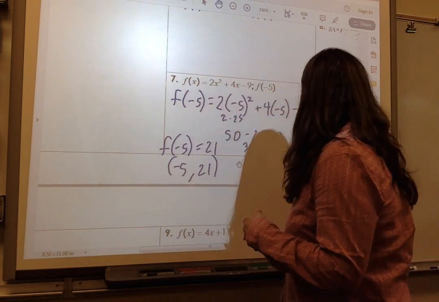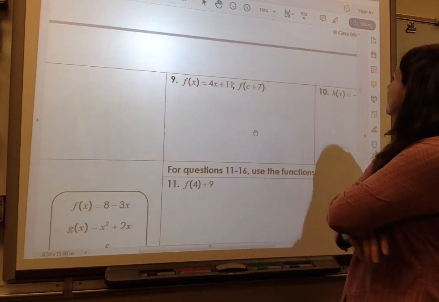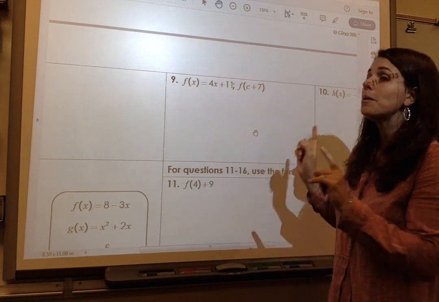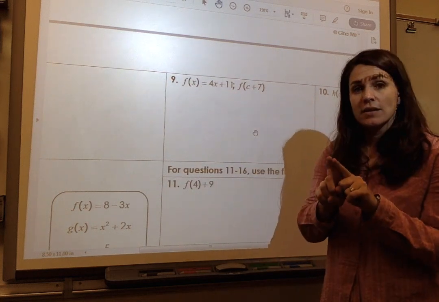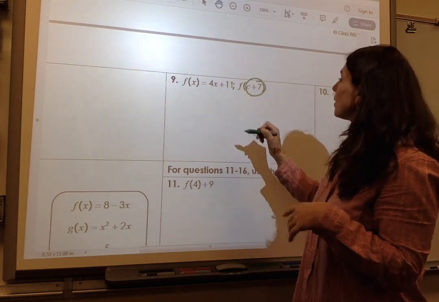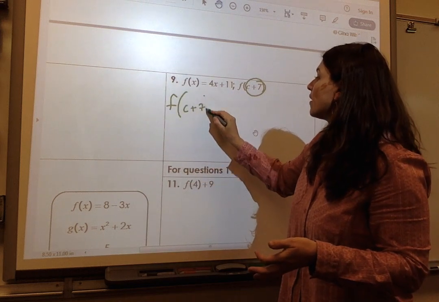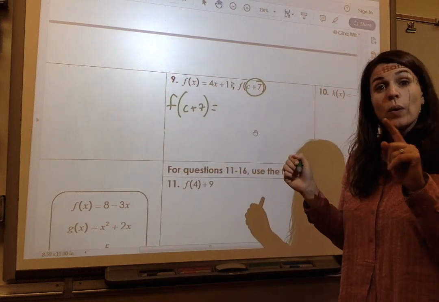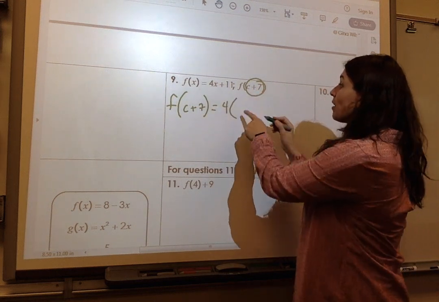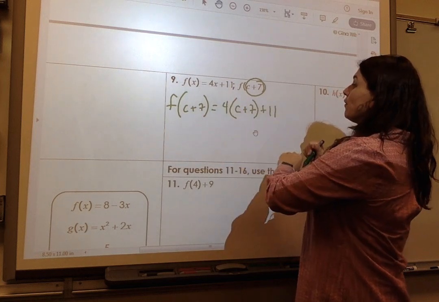Now, let's jump to the next page. Look at that. When my f function input is c plus 7, my input now is not just one number, it's this c plus 7. So that's what the question is going to ask. When my input is c plus 7, what is my output going to be? So in place of my input, which is x, my x value now stands for c plus 7. That's my input, plus 11, finish it out.